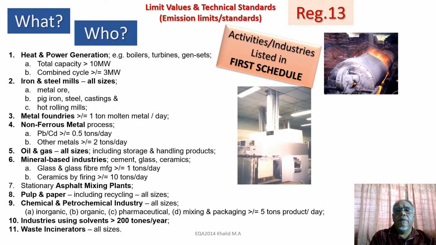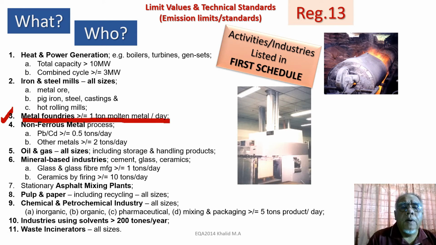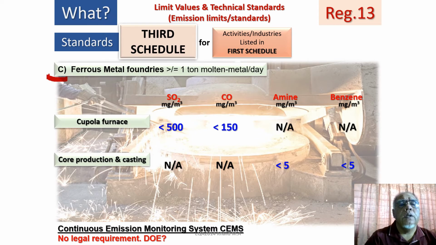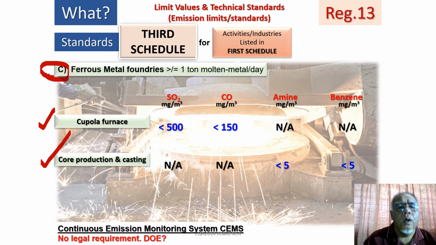Now this is the first schedule, remember, and for this video we are going to look into metal foundries with more than or equal to 1 ton production of molten metal per day. C is, this is in the law itself, ferrous molten foundries with capacity production throughput of equivalent or more than 1 molten ton of metal per day. Now in this particular regulation, they have stipulated 2 types of furnaces, 2 types of production activity. One is the so-called cupola furnace, and the other one is core production and casting.